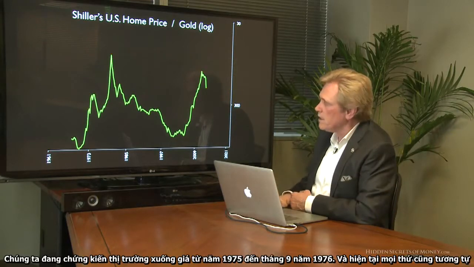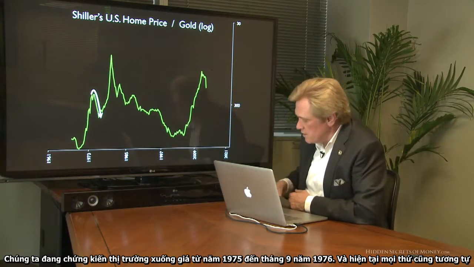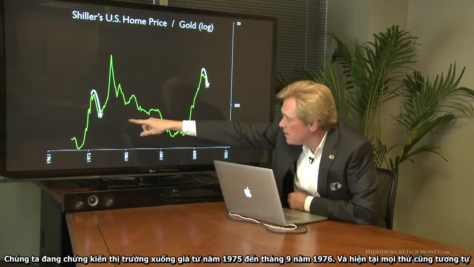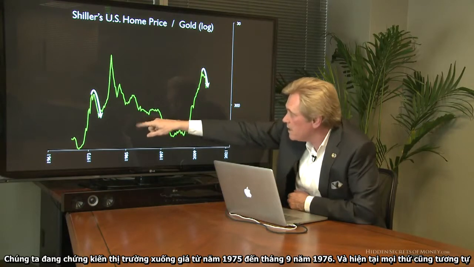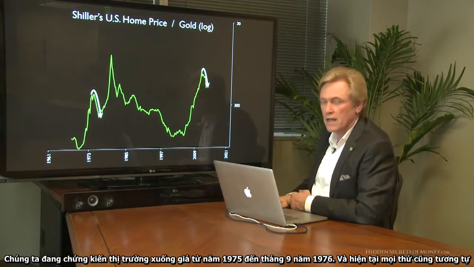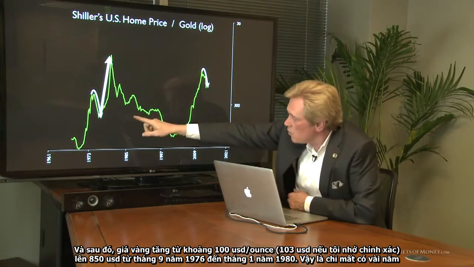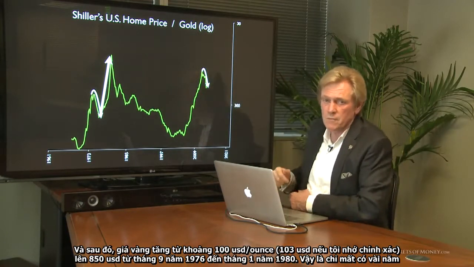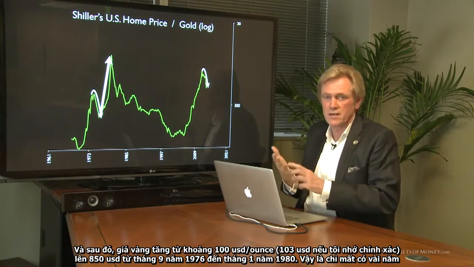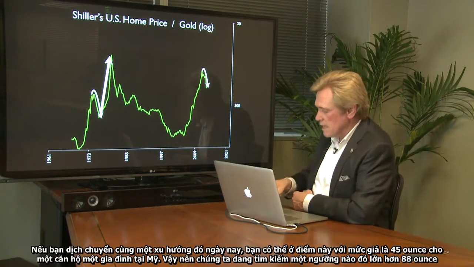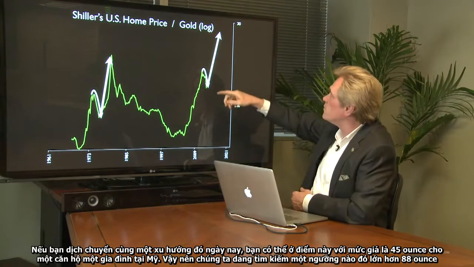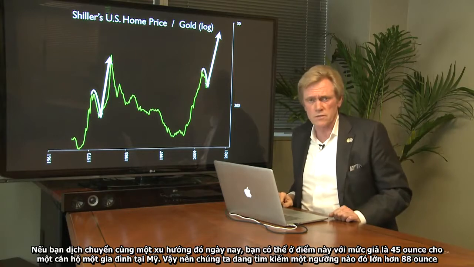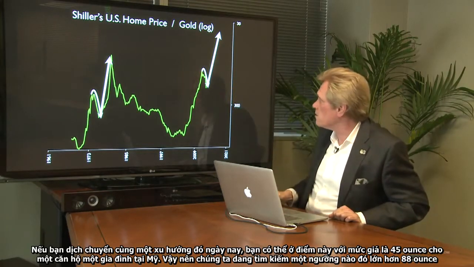Well, what we're going through here is just our version of this 1975 to September of '76 pullback that we went through there. We're doing the same thing now. But then gold went from $100 an ounce, 103 I believe it was, all the way up to 850. And that's from September of '76 to January of 1980, so just a few years. If you took that same move today, you'd be up here at maybe 45 ounces of gold or 40 ounces of gold for a single-family home in the United States.